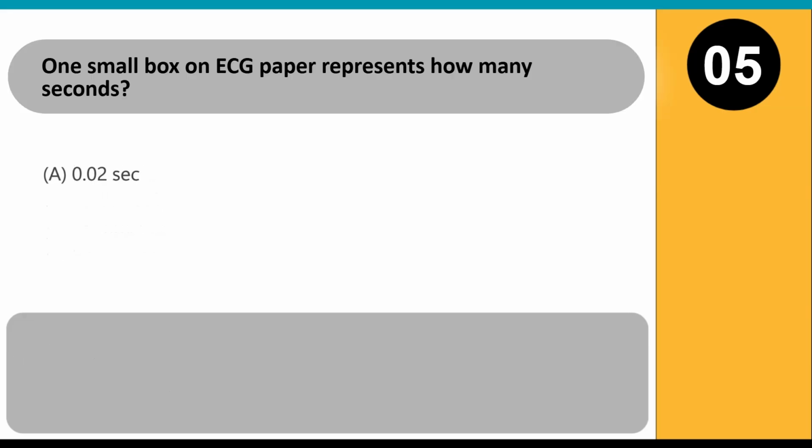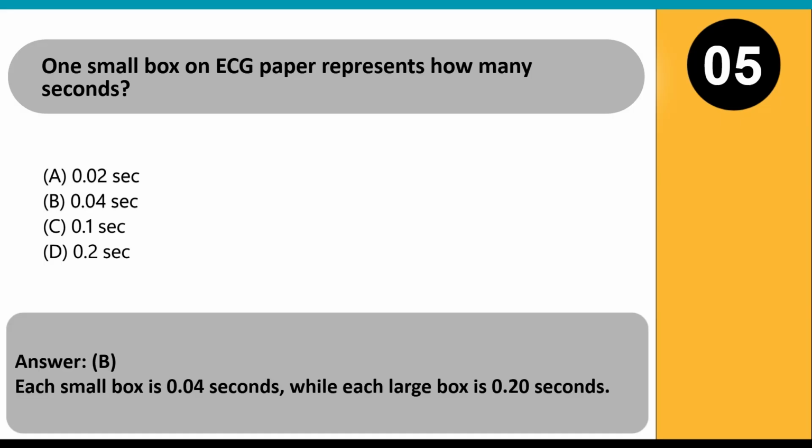One small box on ECG paper represents how many seconds? A. 0.02 seconds. B. 0.04 seconds. C. 0.1 seconds. D. 0.2 seconds. Answer B. Each small box is 0.04 seconds, while each large box is 0.20 seconds.